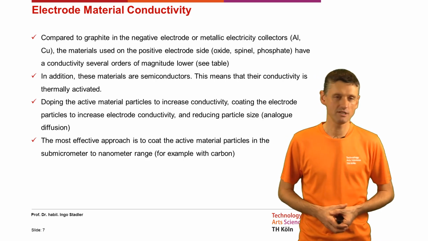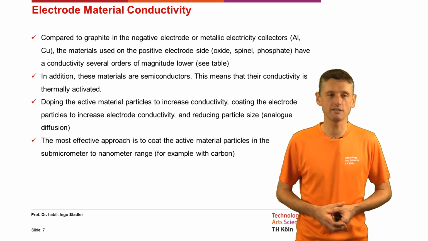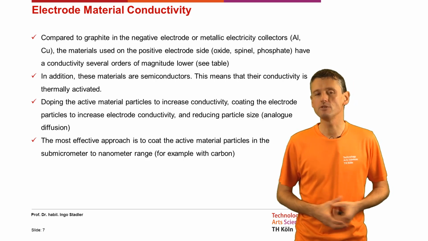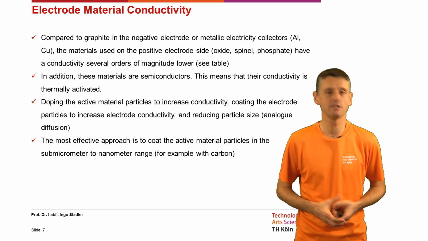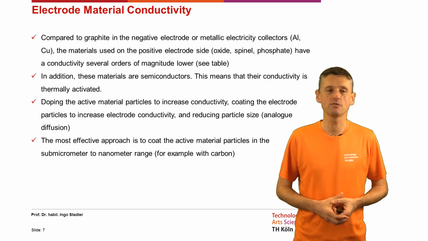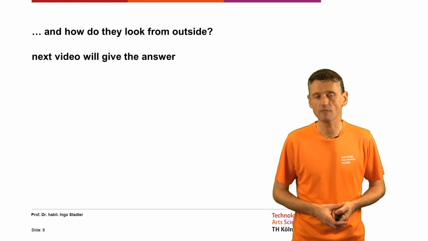Doping the active material particles to increase conductivity, coating the electrode particles to increase electrode conductivity, and reducing particle size, analogous to diffusion. The most effective approach is to coat the active material particles in the submicrometer or nanometer range, for example with carbon.